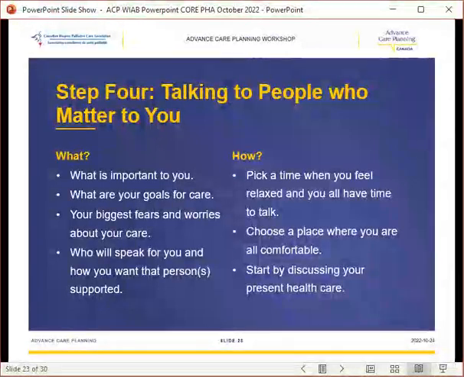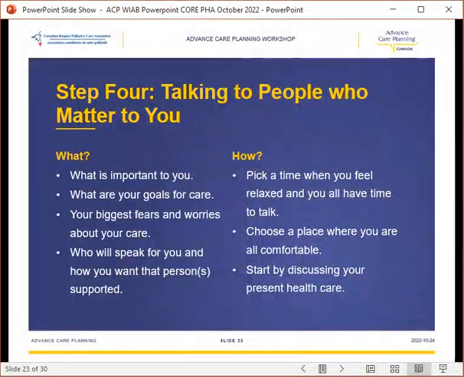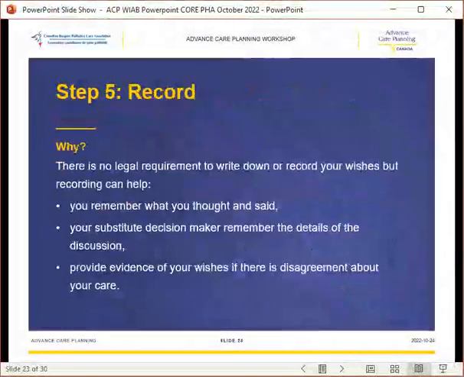Again, choosing a comfortable place so that maybe it happens at the dinner table, and we can make it part of an ongoing conversation in relationship to the kind of care that we would like to receive. And then start by discussing your present health concern. This is what's happening for me right now. This is what I know about my particular illness or what may happen in the future. And I want to make sure that you feel grounded and confident with maybe making decisions for me in the future if I'm not able to. So having that open dialogue and continuing to have that conversation throughout the whole process.